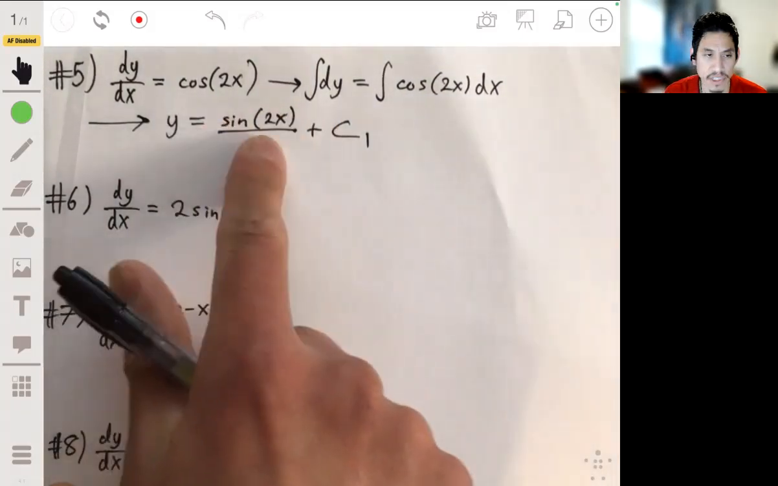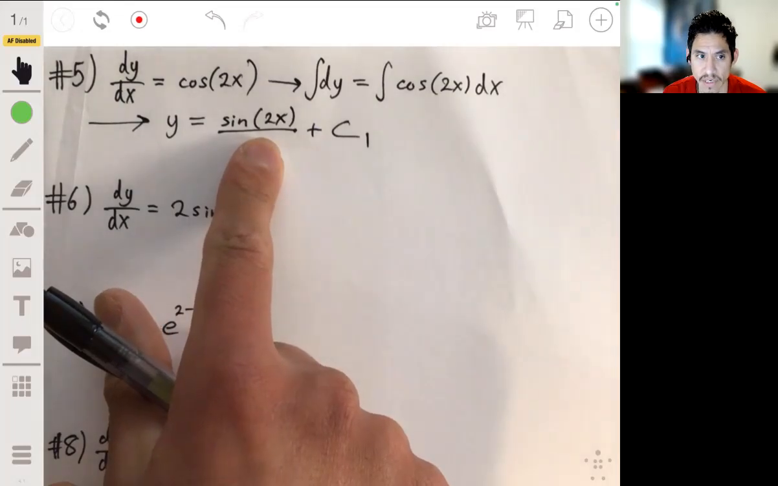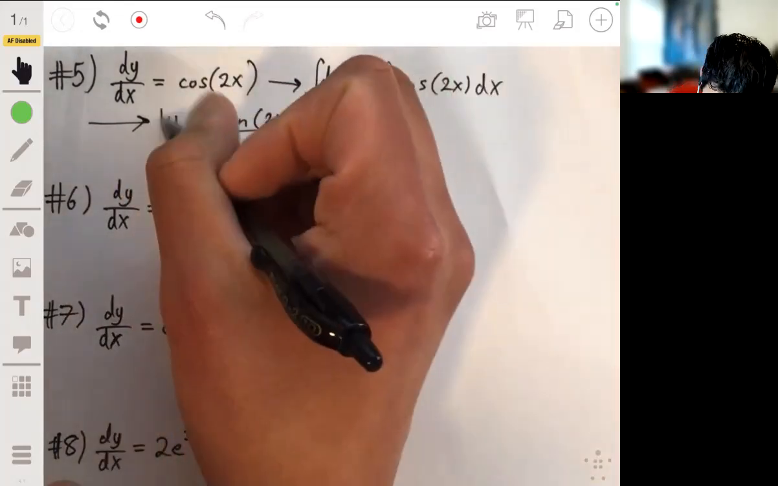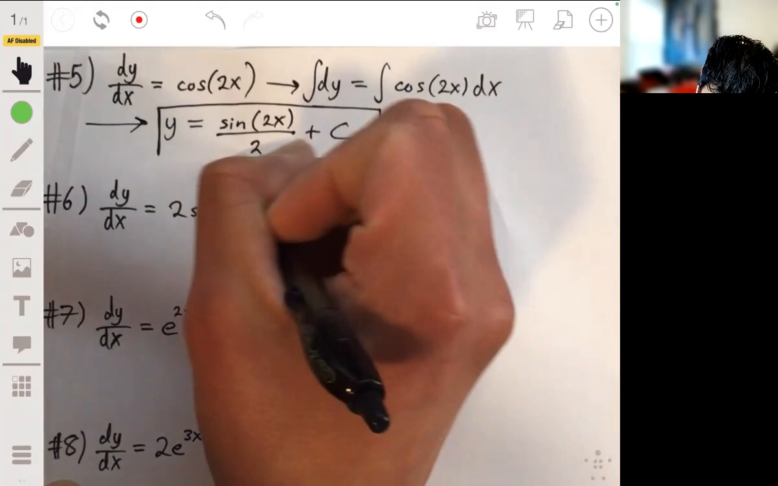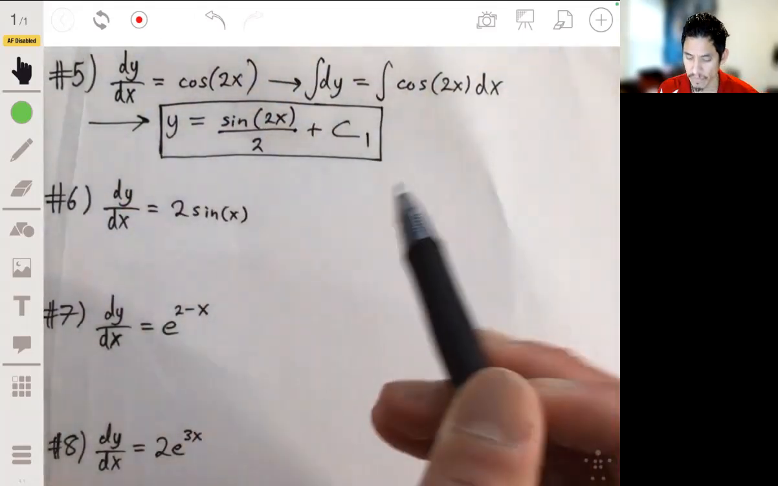And again, you can always check to see if your answer makes sense. And this will be our solution.